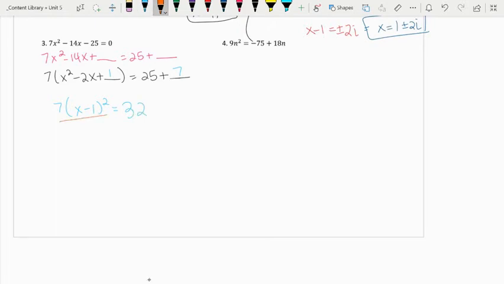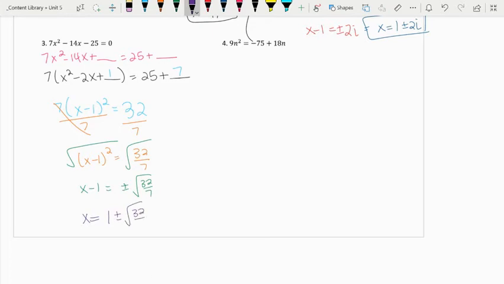At this point, we're going to divide by 7. We're left with x minus 1 squared equals 32 over 7. We take the square root. X minus 1 would equal plus or minus the square root of 32 over 7. We would then add 1, and we get 1 plus or minus the square root of 32 over 7.